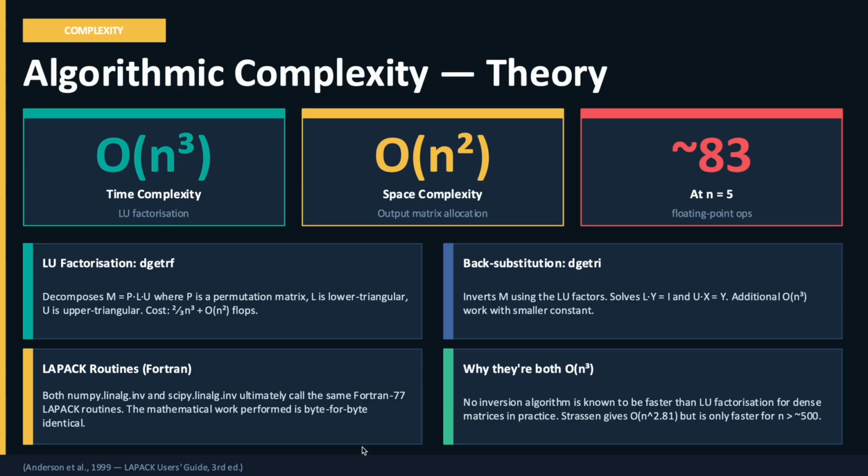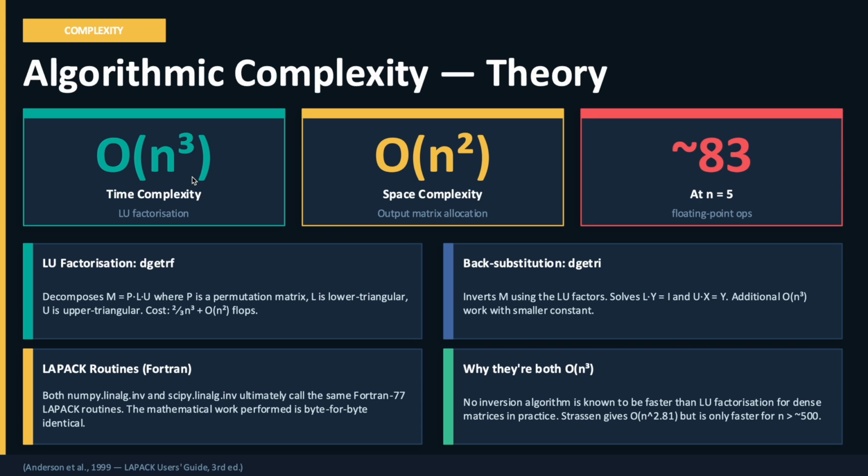About the complexities of our algorithms. First we have the time complexity, which is cubic in this case. This is cubic because we perform an LU factorization, which factors the matrix into three matrices: the P matrix, which is the permutation of the matrix, the L, which is a lower triangular matrix, and U, which is an upper triangular matrix.